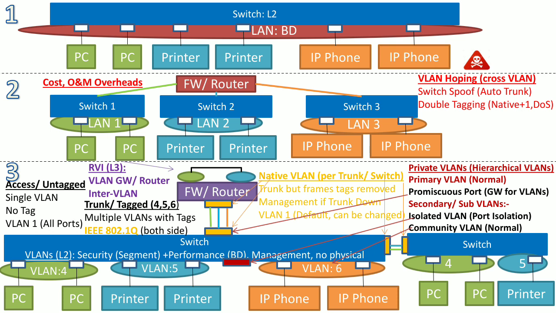So this VLAN hopping is performed in two ways. The first way is called switch spoofing and the second method is double tagging. In switch spoofing, this is caused by the default configuration of the switch, and in this default configuration we have enabled the auto trunk negotiation feature of the switch. So what does this auto trunk negotiation feature do?